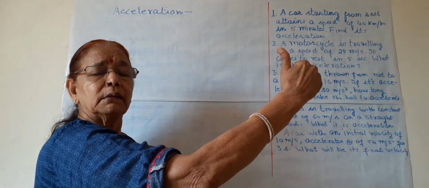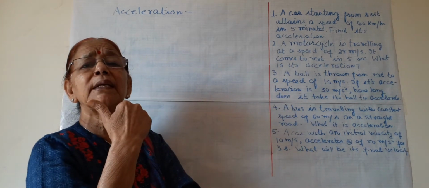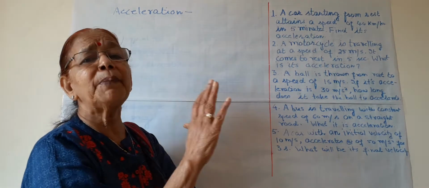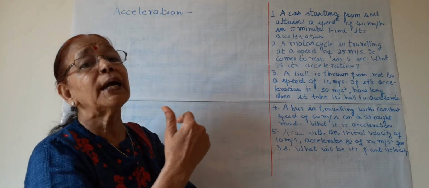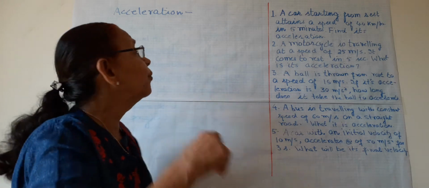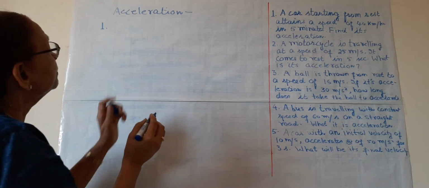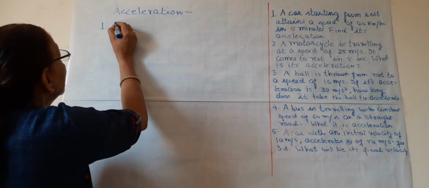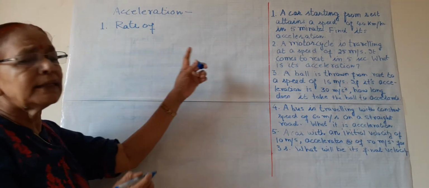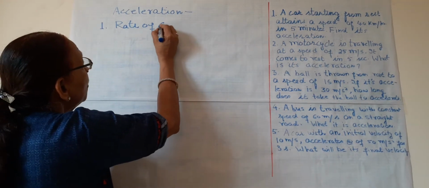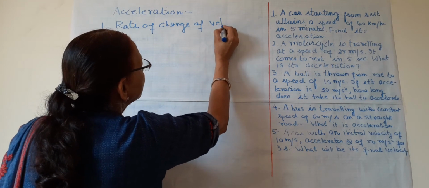If the speed is increasing, it is acceleration, and if the speed is decreasing, how will the speed decrease? By applying brakes. So if the speed is decreasing, it is also acceleration. We will see how. So first of all, I will write the definition of acceleration. Point 1, as I have just told you, learn this definition by heart: rate of change of velocity.